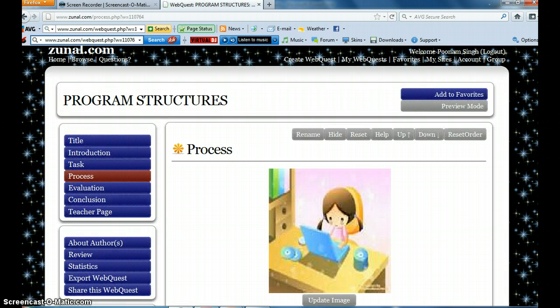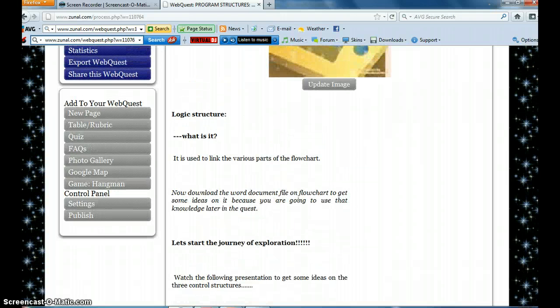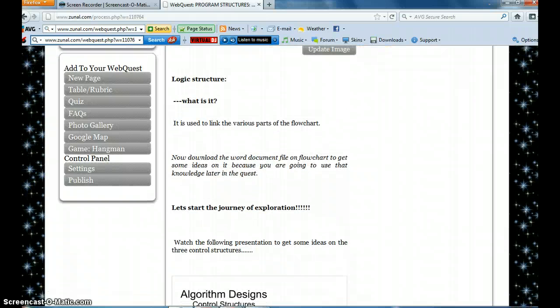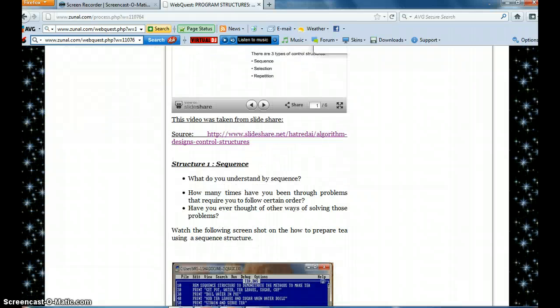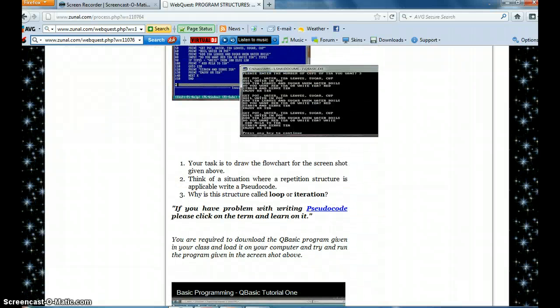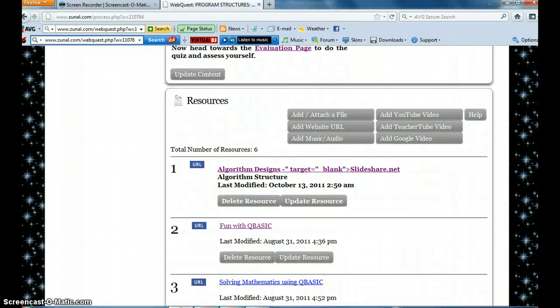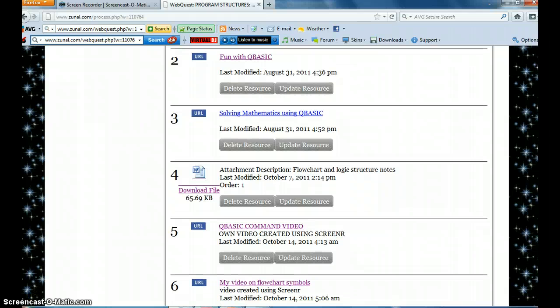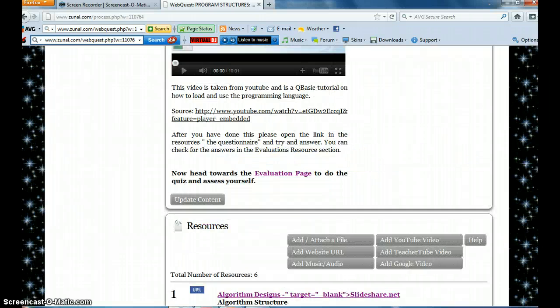On the process page, the students are given some definitions on the logic structures, and what a flowchart is. If they find difficulty in designing a flowchart, they have to download resource 4 and read the notes that are given in Word, and then go back to the task and start doing that.